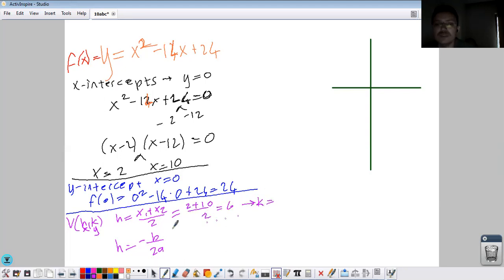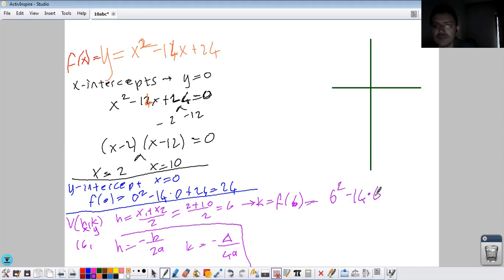To find the k point, this is the x number. The x number is 6. I'm looking for the y number. So the y number is equal to putting this x number 6 into the function. For the k letter, we try to find the result of f of x. If you try to find it with the formula, the k number is equal to minus discriminant over 4a, so we also have a formula method. Right now, let's try to find f of 6. I hope it won't be a big number: 6 squared minus 14 times 6 plus 24.